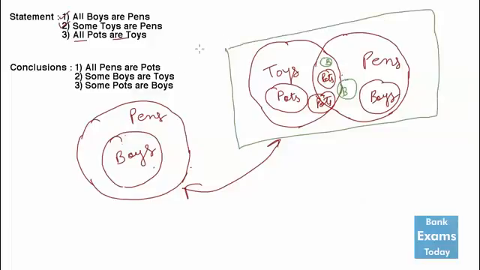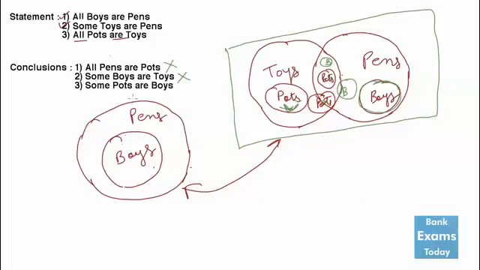So let's move on to the conclusions. All pens are pots. So look at this circle. If this is the position, if the pot is not here, if it is here, then all the pens are not pots. So it is not possible at all. Some boys are toys. If the circle boys is situated here, then there is no relation between the toys and the boys. So this conclusion is not followed.